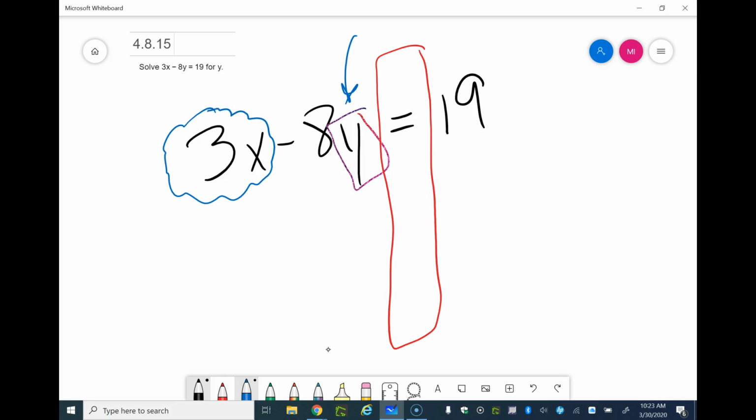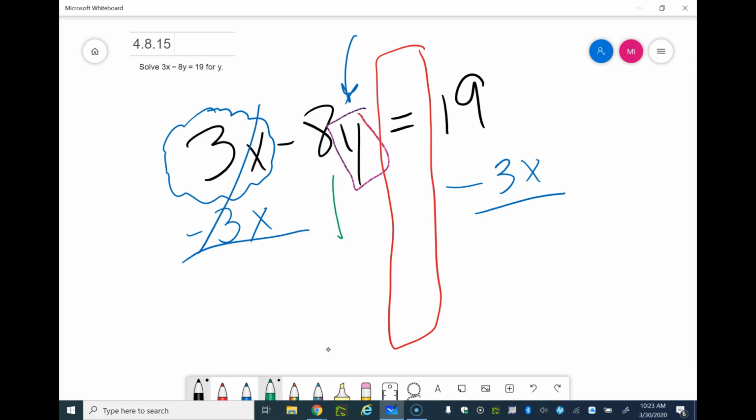So we do the opposite because this is a positive 3x. We're going to do minus 3x on both sides. This way, this cancels out. We're now going to drop the negative 8y over. And then we have 19 minus 3x.